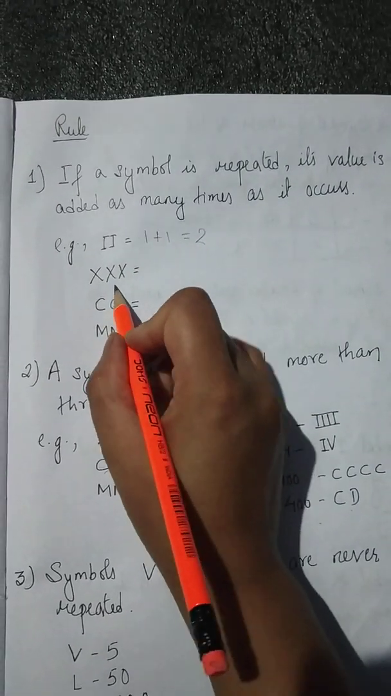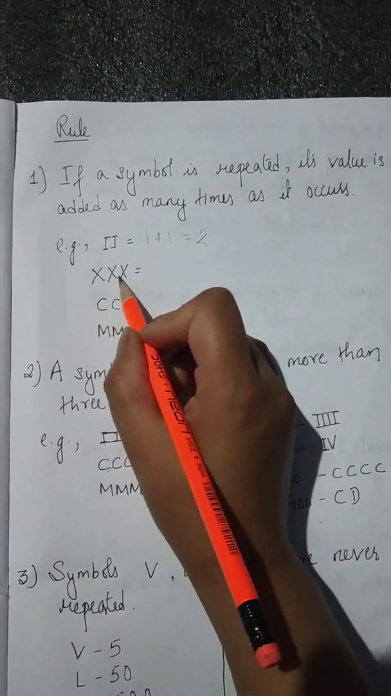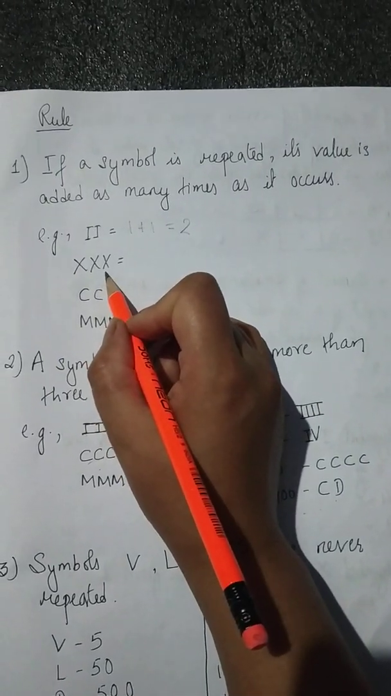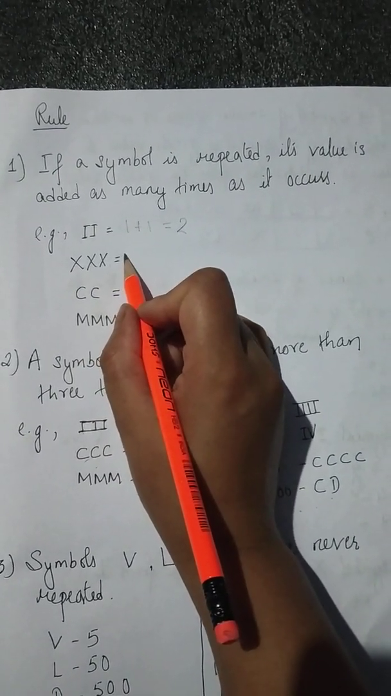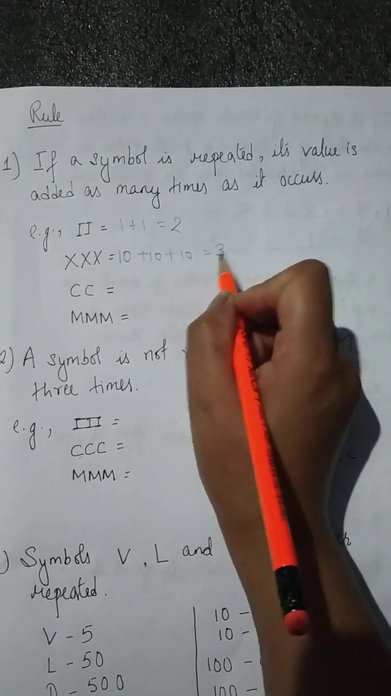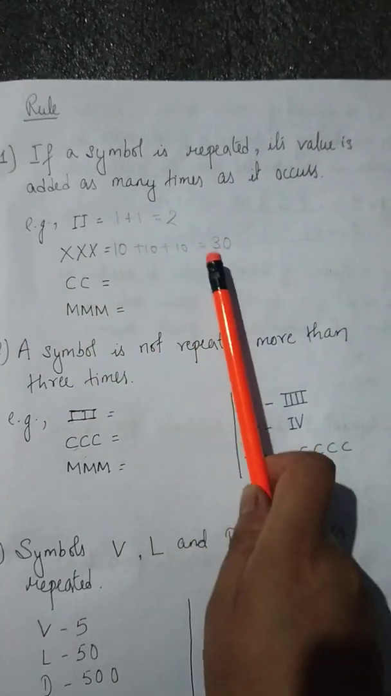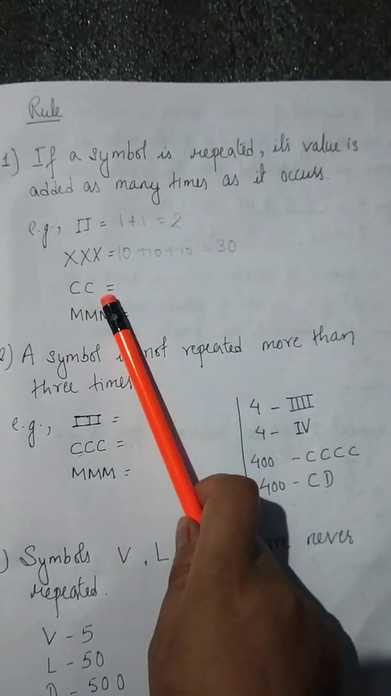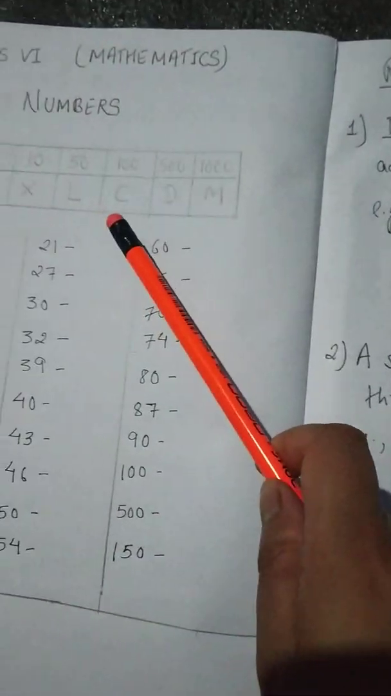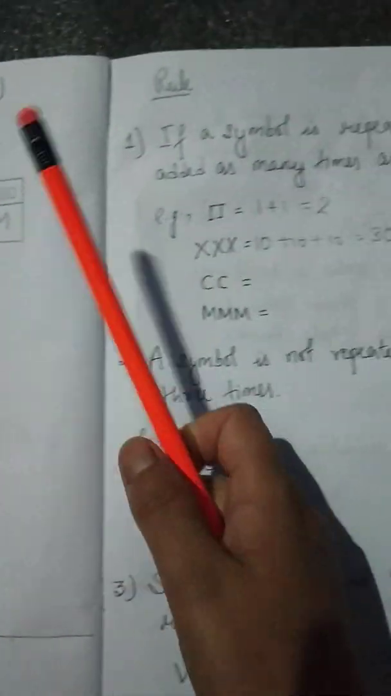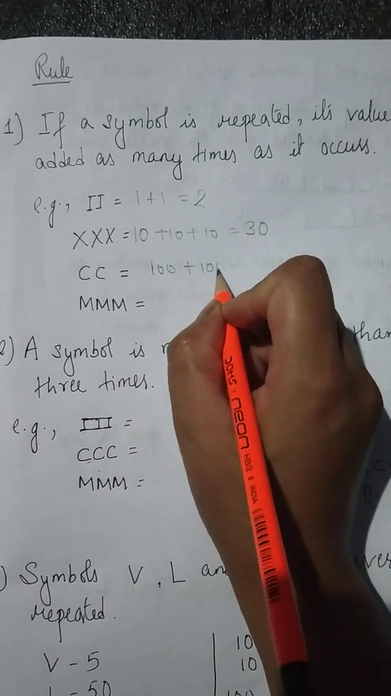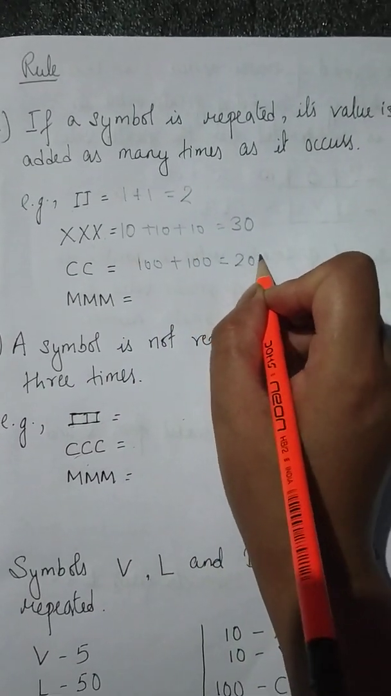Now next example, X. So X is repeating here. That means we need to add the value of the X. So X, its value is 10. Now 10 plus 10 plus 10 gives you 30. So XXX means 30. Now again we have the next symbol, that is C, which is repeating 2 times. So here C is for 100. So I will replace C with 100, and here we have 2 C's. That is why I will write 100 plus 100 gives you 200.